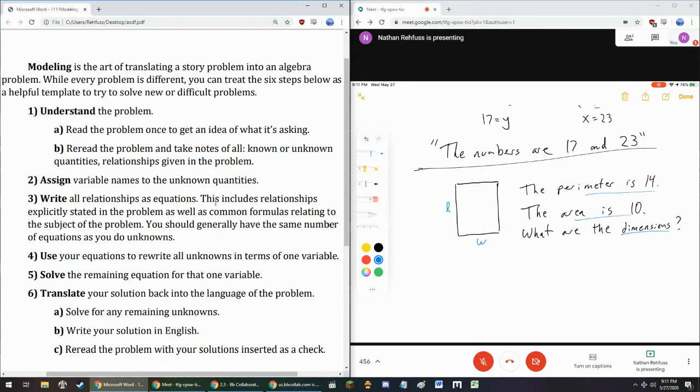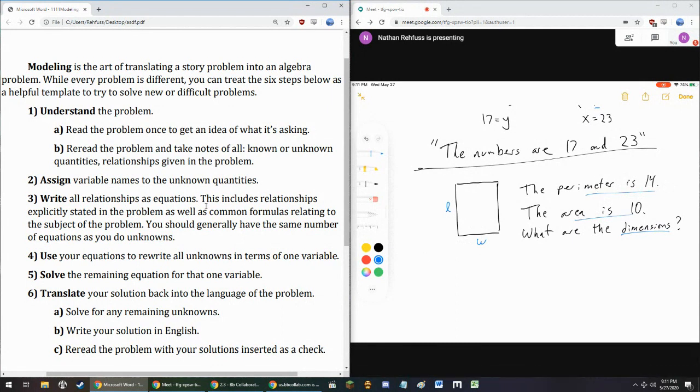Next thing we need to do is write all relationships as equations. Now, this problem, we have an unknown length and an unknown width. We have a known perimeter and we have a known area. We know the perimeter is 14 and we know the area is 10. We're looking for two relationships with our unknowns in them. The good news is we can write perimeter and area as length times width.